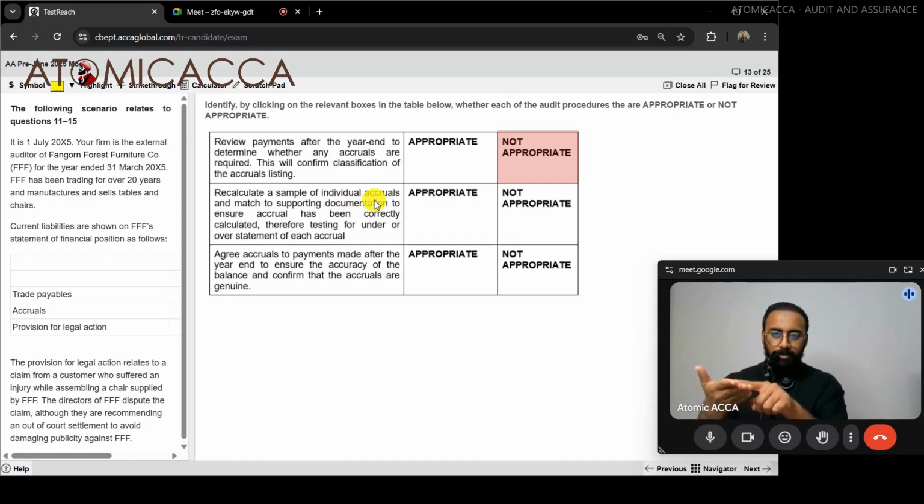Mr. A, I have to give this much. Mr. B, I have to give this much. Mr. C, I have to give this much. Or if it's something about salary, accrued salaries, let's say Mr. A this much salary, Mr. B this much salary, Mr. C this much salary. These are the accruals I have, individual accruals.